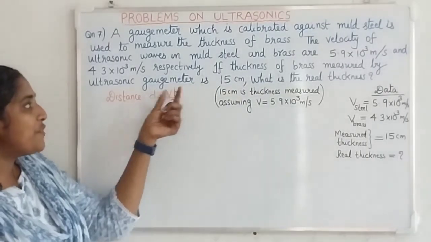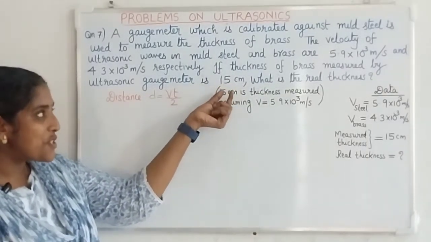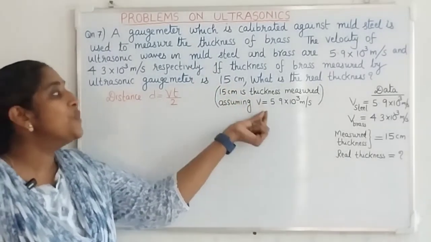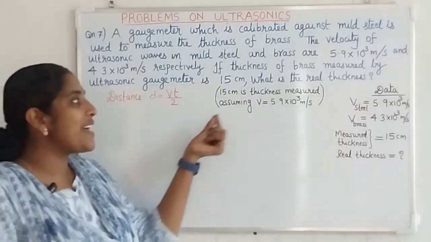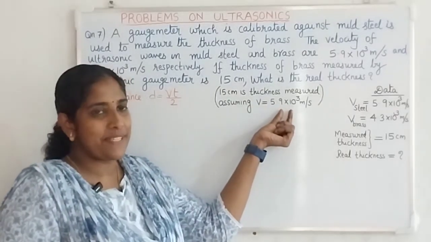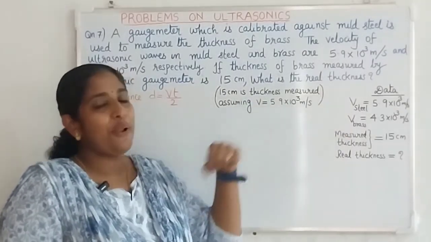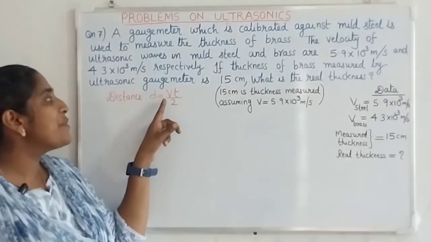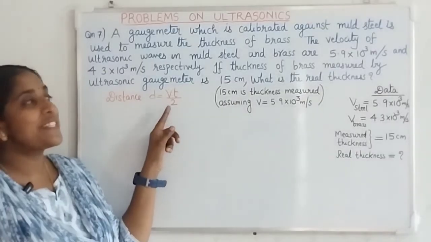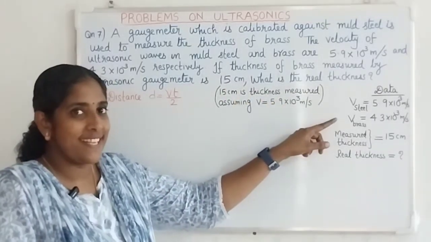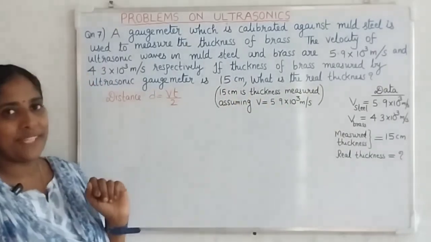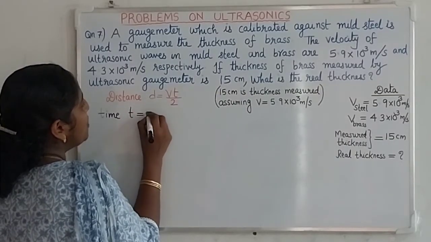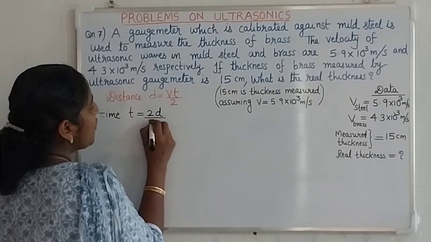So here the 15 centimeter thickness measured for this brass material is assuming this velocity of the sound as 5.9 into 10 raised to 3 meter per second. That is by assuming the velocity of the sound in steel. Now to get the real thickness, we have to substitute the velocity of the sound in brass. For that, first we have to find out the time taken. So what is time? t equal to 2d divided by V.